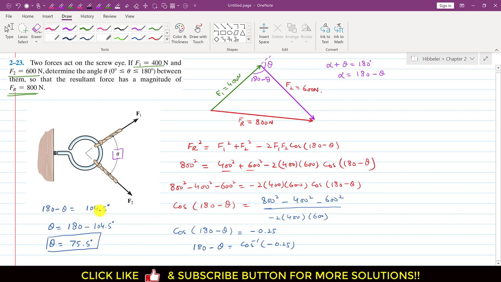So to have the resultant of both of these forces equal to 800 Newtons, the angle between the tails of F1 and F2 needs to be equal to 75.5 degrees. So this is the solution of this particular problem.